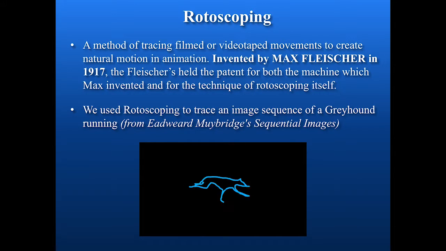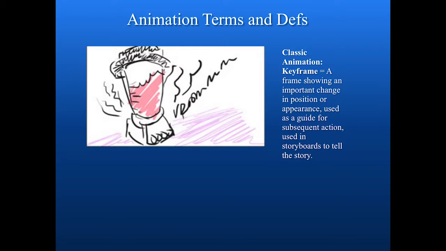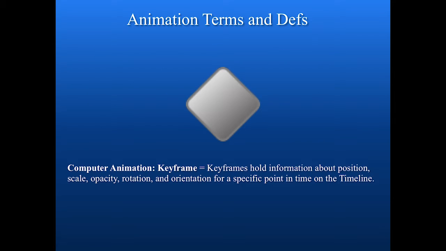We used rotoscoping to trace an image sequence of a greyhound running from Edward Muybridge's sequential images, and you remember that. We did that using the Animate program. Classic animation keyframes are a frame showing an important change in position or appearance, which is used as a guide for subsequent action. It's used in storyboards to tell the story.